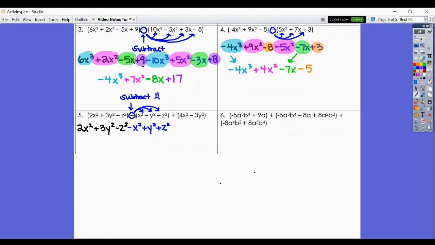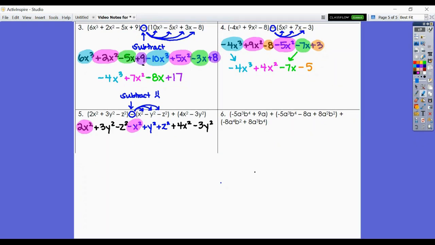From here, we combine our like terms. We have 2x squared minus 1x squared plus 4x squared. When I combine all of those together, that's going to be 2 minus 1, which is 1, plus 4, which is 5x squared. Then let's do the math on our y squared terms.